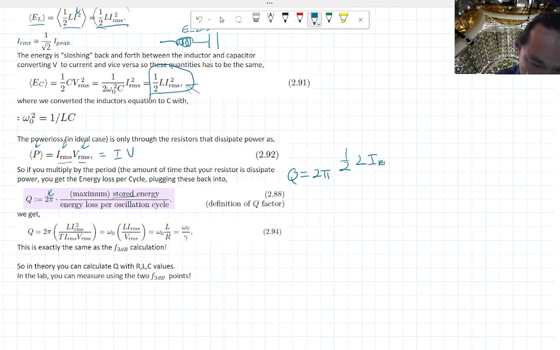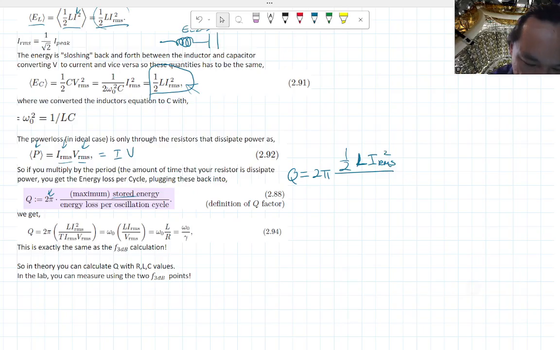I RMS squared, that's an L. The energy loss per cycle. So we have power loss per second, right? That's right, so we have to multiply that by something with units of time. So per cycle, meaning one period of the input, the Vn function.